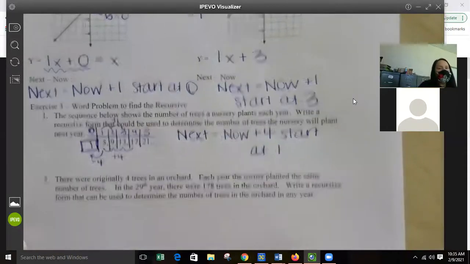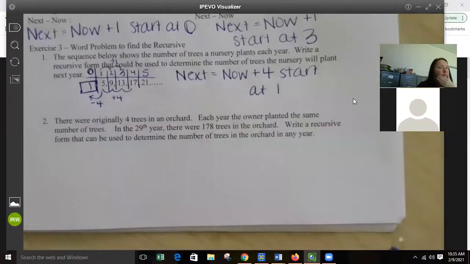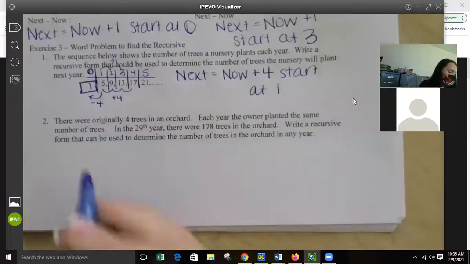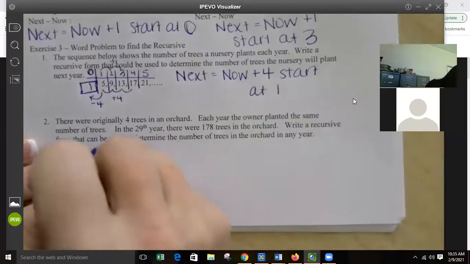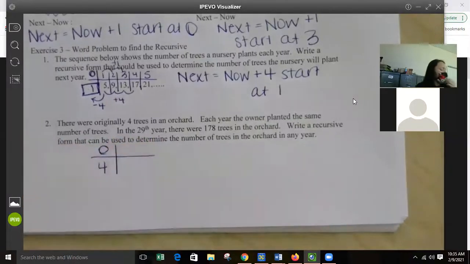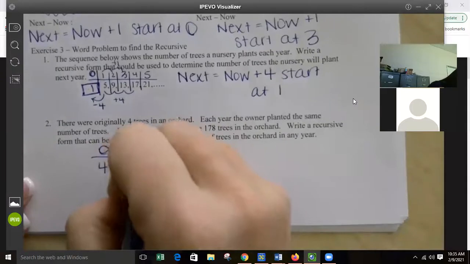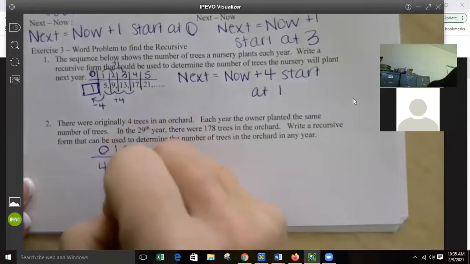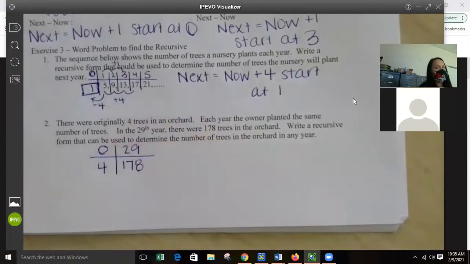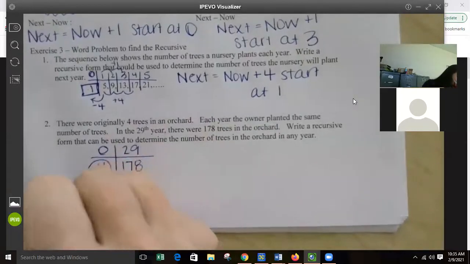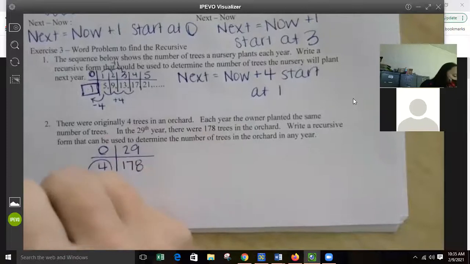All right, look at your next one. It says there were originally 4 trees in the orchard. So that's your start. So in our chart, our start is 4. Each year, the owner planted the same number of trees. In the 29th year, there were 178 trees in the orchard. So the two things we need are our slope and our y-intercept. We already have our y-intercept.